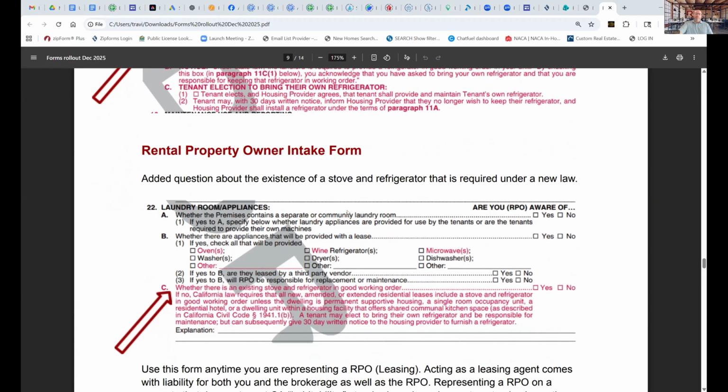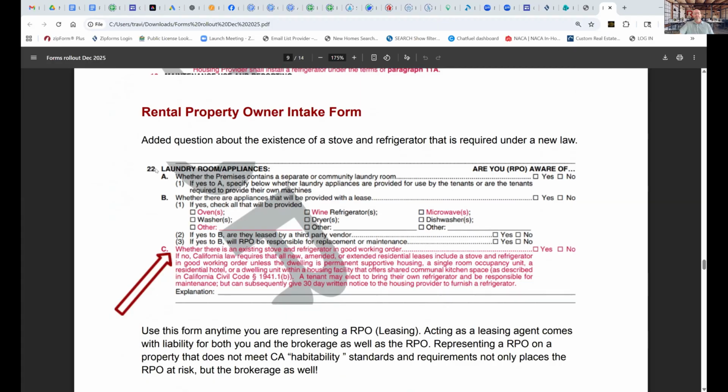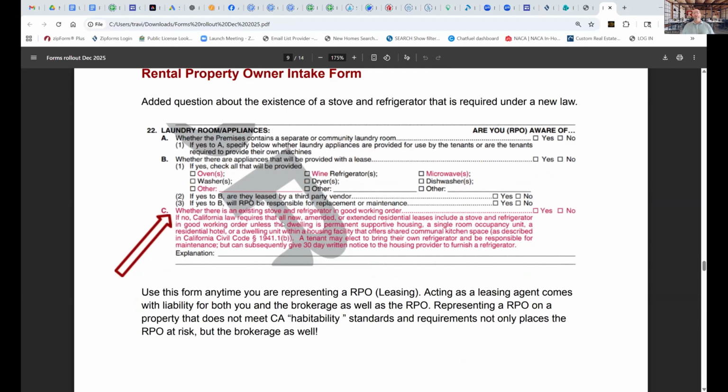Rental property intake form. So they added a question about the existence of a stove and refrigerator that is required under the new law. So section 22, and this is the RPOI form. I didn't put that on here. If you are taking a lease listing, we need to have this form in place. This is a protection for you and the brokerage as well. So we need to be aware of what we are representing our RPOs on.